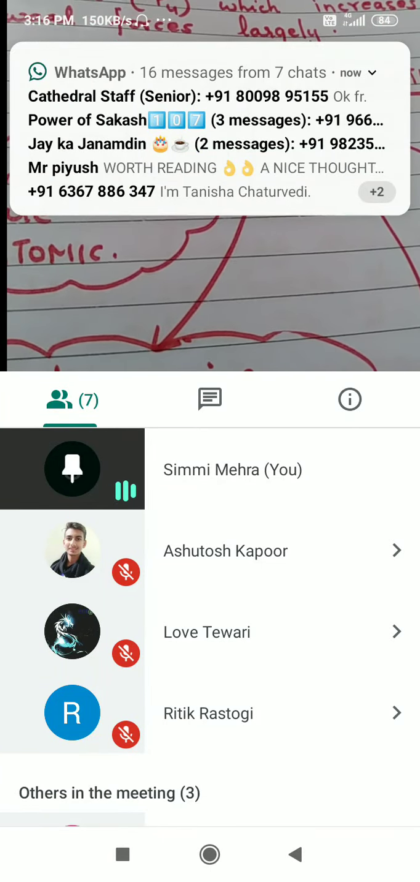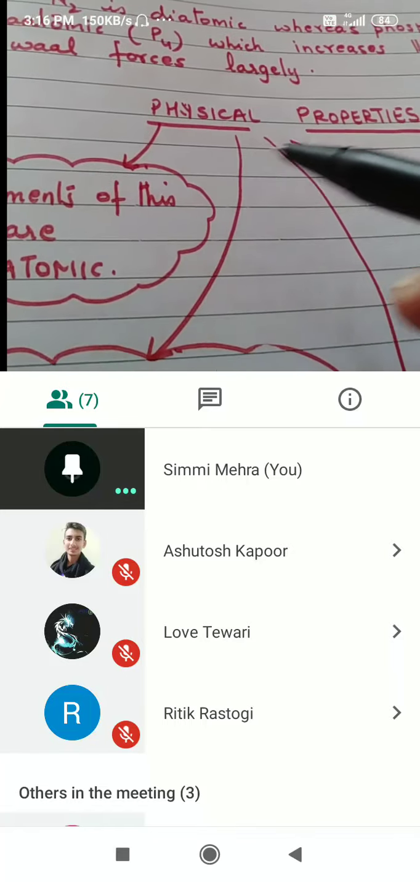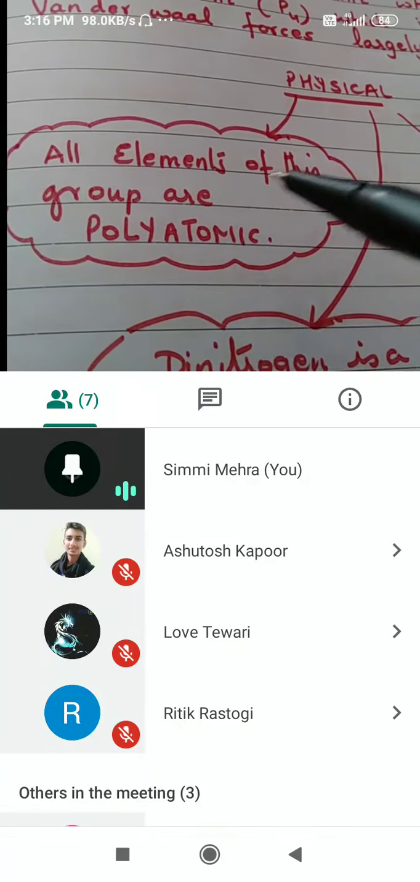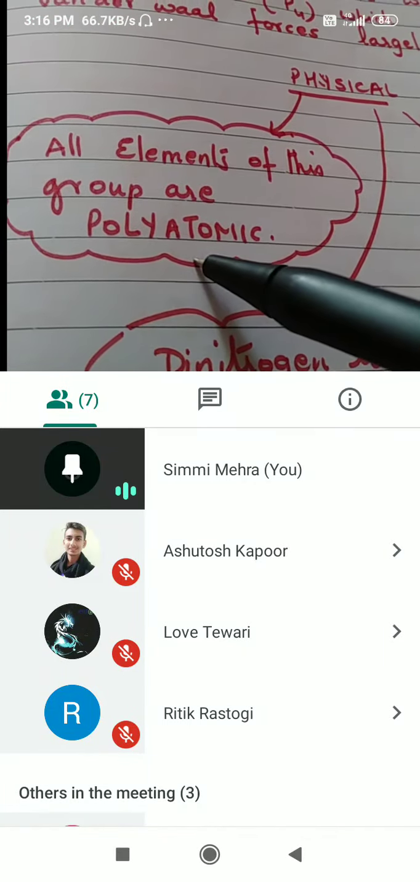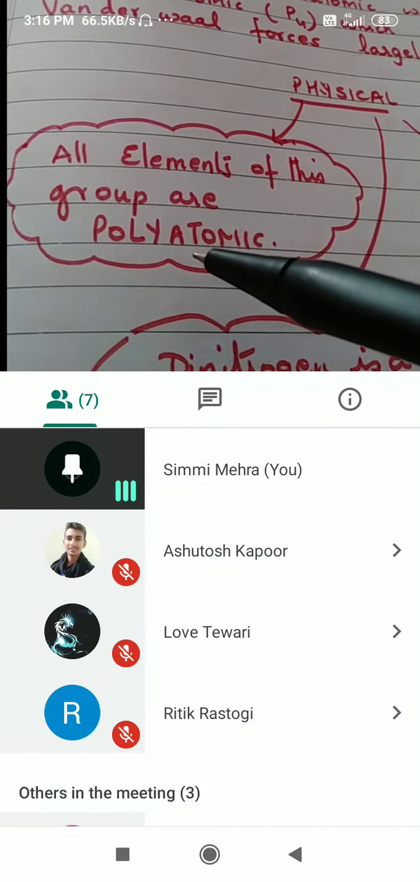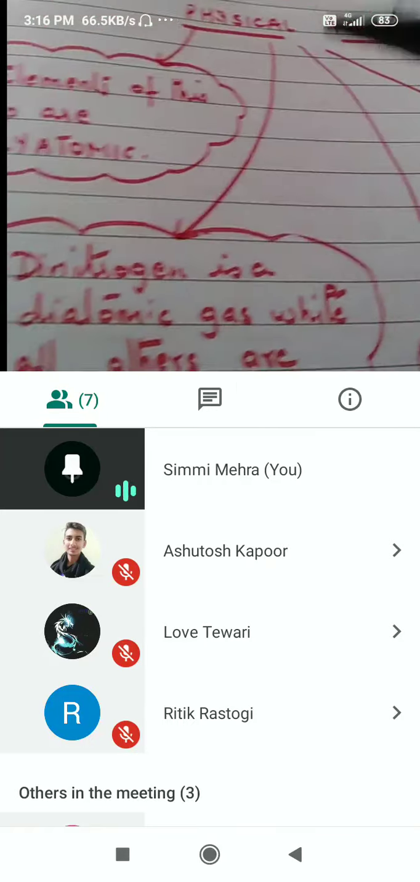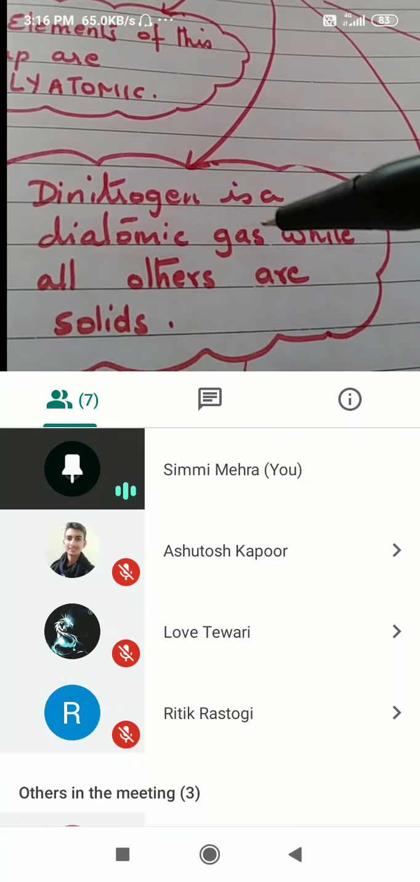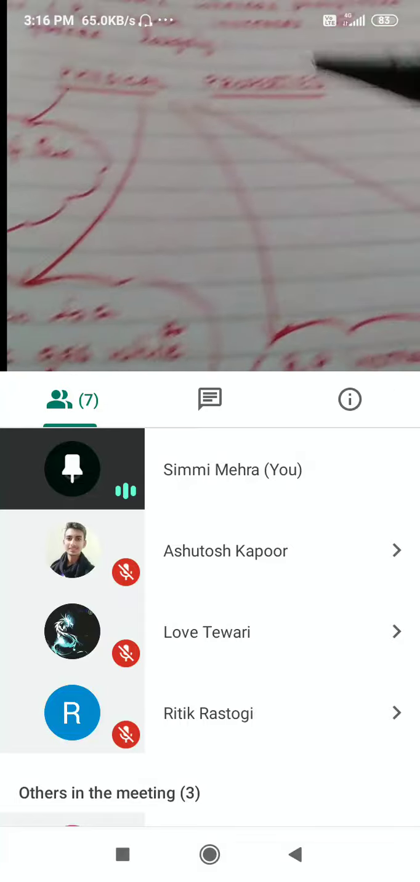Now, physical properties. What about physical properties? All elements of this group are polyatomic. Polyatomic means they all exist with more than one atom linked together. Second, dinitrogen is a diatomic gas while others are solid. This we have just discussed.